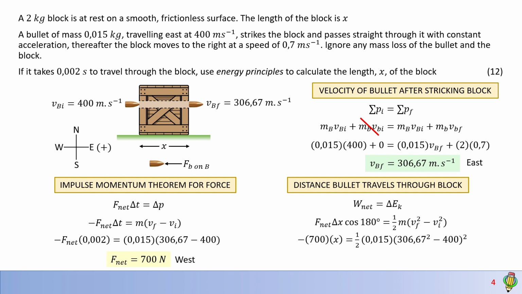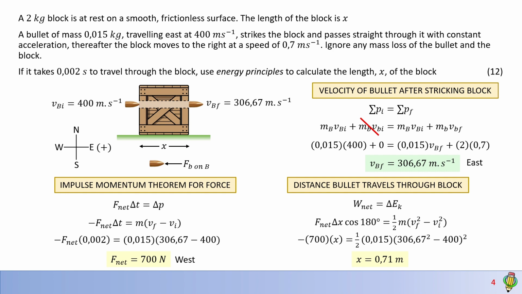This is equal to half of the mass of the bullet, which is 0.015 kg. The final velocity is 306.67. Don't forget the squared minus 400. The squared should come before the bracket because we are squaring the 400. So it's 400 squared, close bracket. Sorry for that mistake. So we notice that our only unknown here is x, which we can find the value of, and it becomes 0.71 meters. So this means the bullet travels 0.71 meters through the block, and this means the block has a length of 0.71 meters.